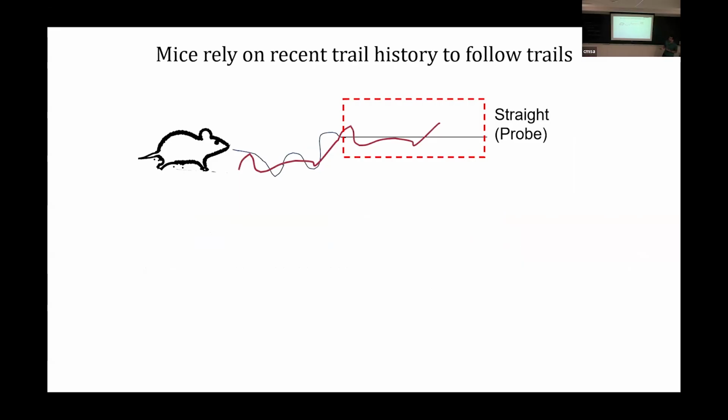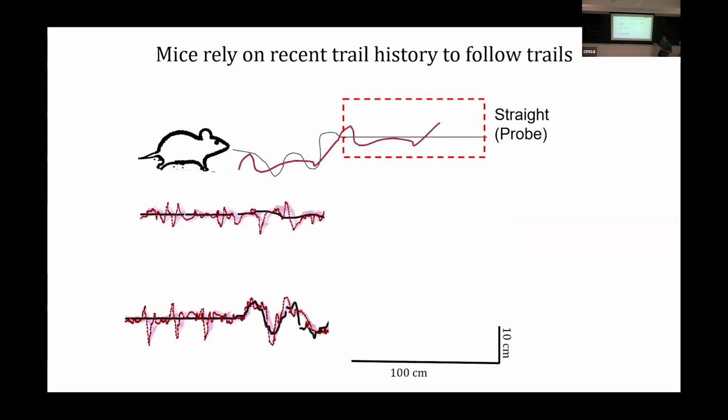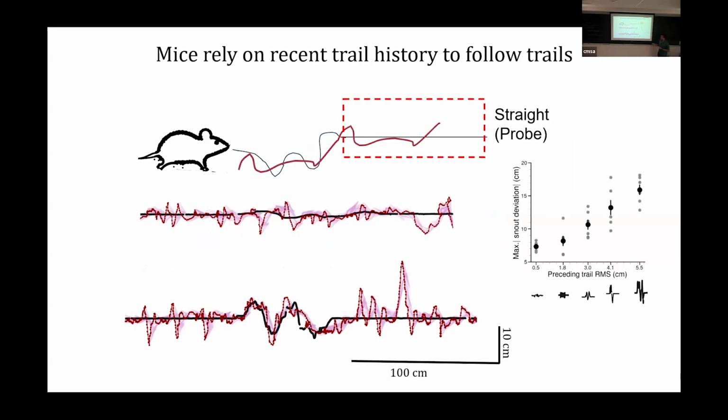Coming to the last straight probe session, we find that if you look at sections where the animal now has a straight section, in the straight section the lateral deviations seem to be larger if the preceding trail was more convoluted. You can now systematically do this, and we find a nice relationship between the snout deviation in the straight section being larger based on the preceding trail as RMS.